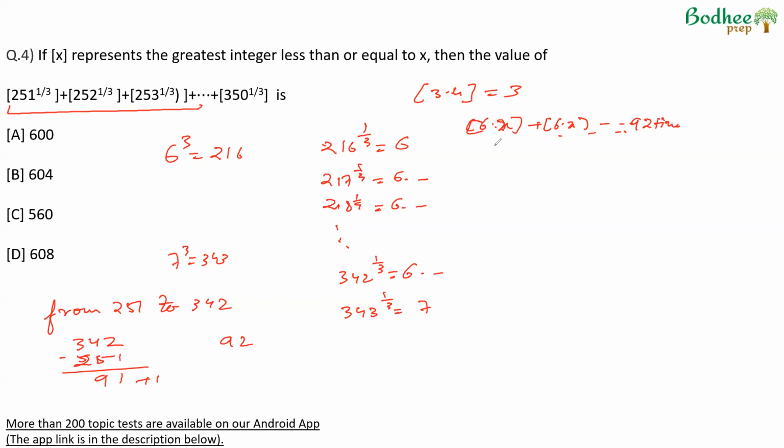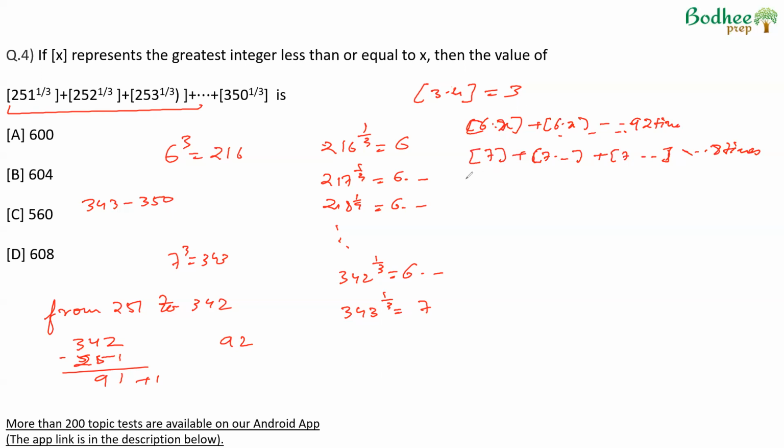Then we will have numbers from 343 to 350. These will be 8 numbers. So for 8 numbers, we'll have 7 plus 7 point something plus 7 point something and so on, 8 times. So the net output from here, 92 and 8 values are there.